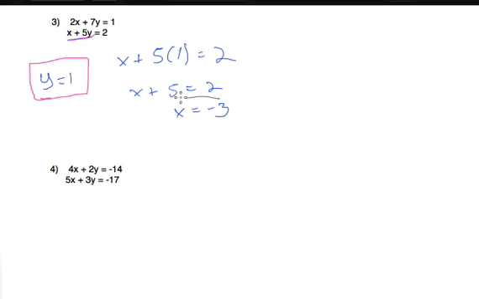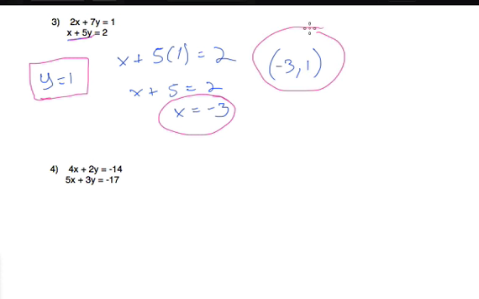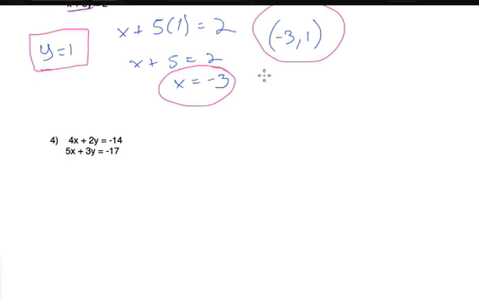And again, oops, that's the wrong color. When x is negative 3, y is 1. Since we have an x and y, we can write negative 3 and 1 as an ordered pair. And we should double check. 2 times negative 3 is negative 6, plus 7 times 1. Negative 6 plus 7 is indeed positive 1, and we just used that equation, so we know that's right. So this is the correct answer.